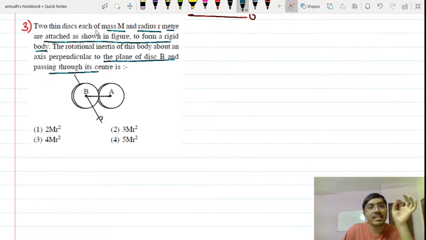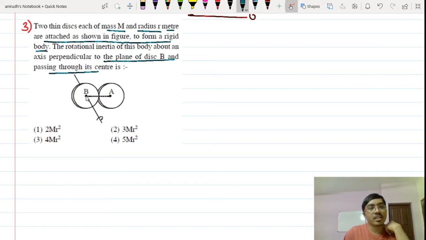Two thin discs, each of mass m and radius r meter, are attached as shown in the figure. So this is how they are attached to form a rigid body. The rotational inertia of the body about an axis perpendicular to the plane of disc B and passing through the center. So this is the axis. Axis is passing through the center perpendicular to the plane of B, obviously.